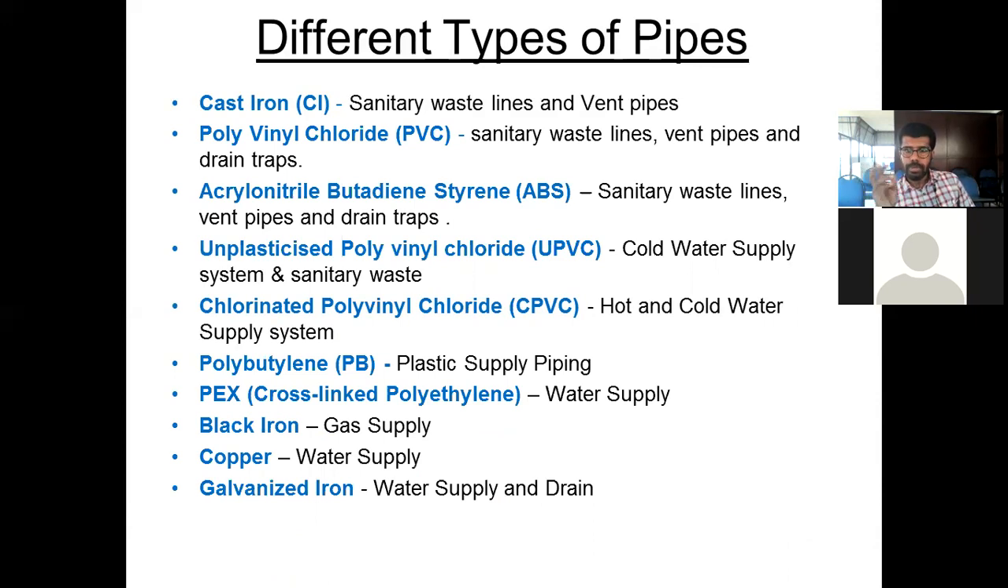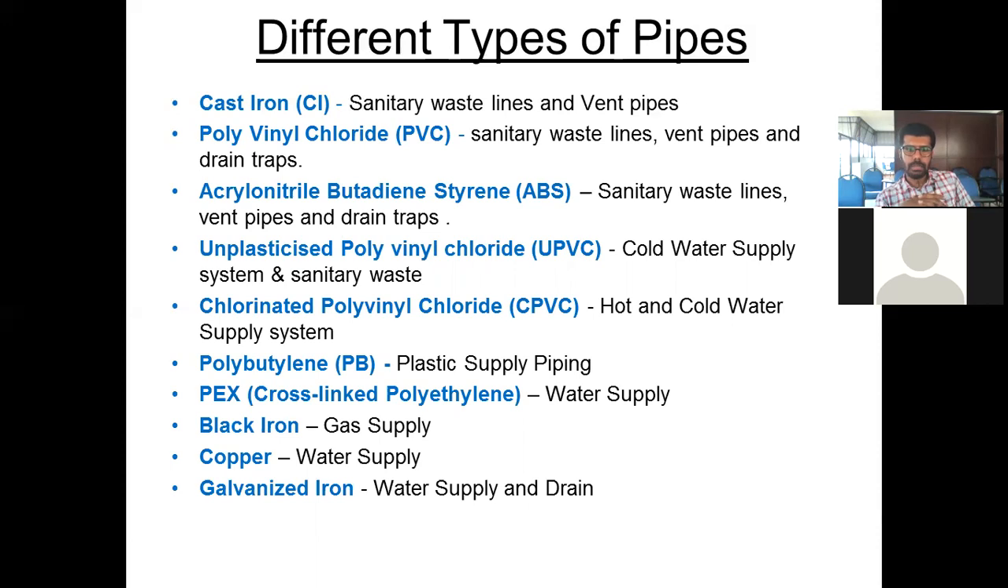Polyvinyl chloride, PVC pipes, are there, and where we are using these PVC pipes has been written there: sanitary line, vent and drain pipes. ABS, acrylonitrile butadiene styrene pipes, are used for sanitary waste lines, vent pipes and drain traps. Then UPVC for cold water supply system and sanitary waste. Mainly for cold water supply, we will be using UPVC only, and for hot water we will be using CPVC. But nowadays, CPVC, chlorinated polyvinyl chloride, is used for both hot water as well as cold water.